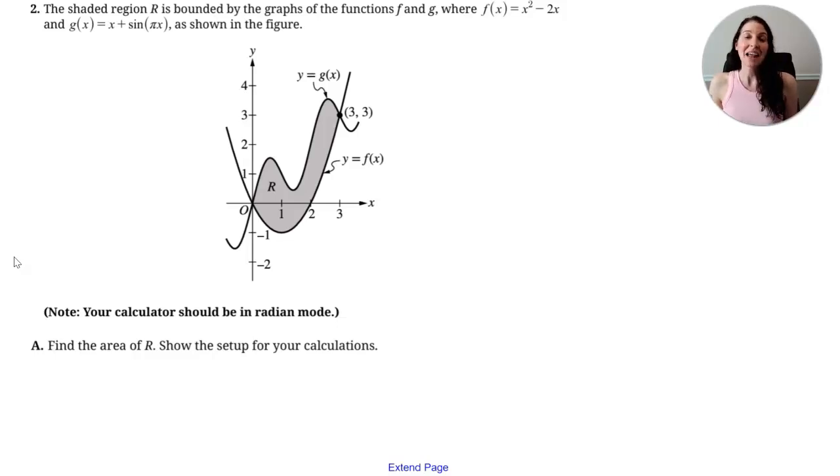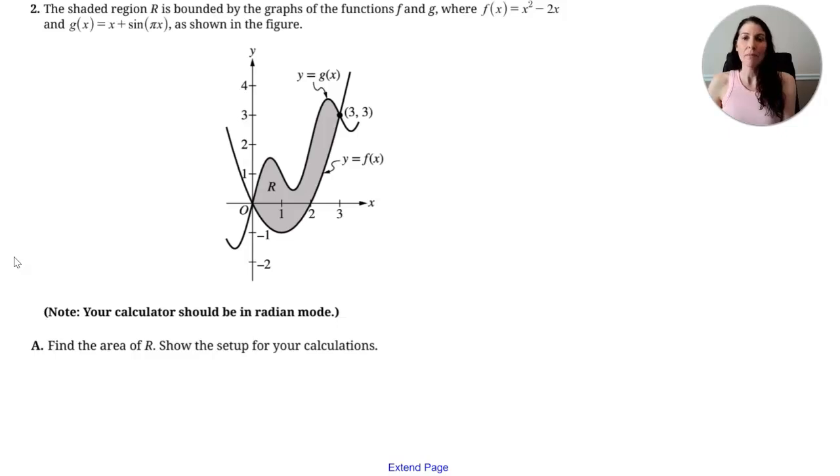And I love that on this year's AP exam, they did give a note that says your calculator should be in radian mode. And that's important for this one because g of x does contain a trigonometric function. Part A says to find the area of R and show the setup for our calculations.